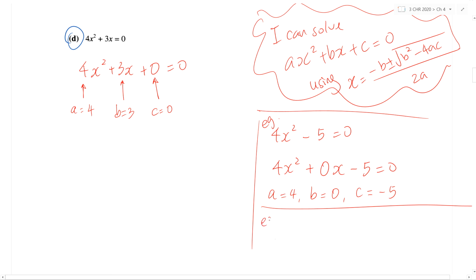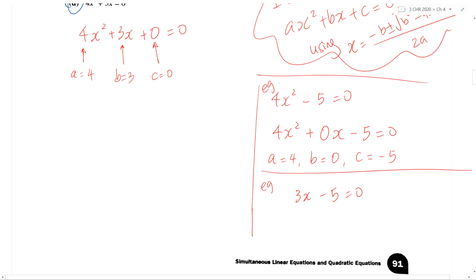Final example I'm giving you, since we are on this particular skill of writing 0. Another example, 3x minus 5 equals to 0. Again, we want to solve for x. Do we need to apply the quadratic formula? That means, do I need to say, oh, a equals to something, b equals to something, c equals to something, then I apply the formula? Need or no need?